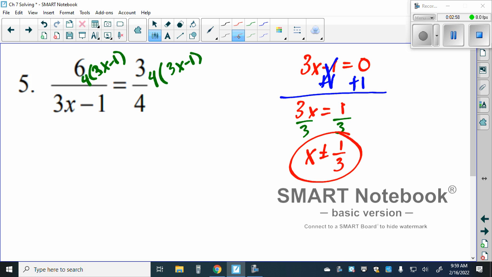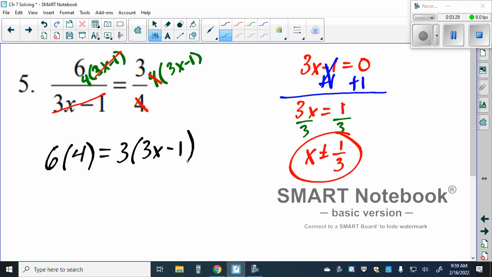Well, on the left, the 3x minus 1 and 3x minus 1 will cancel, leaving us with 6 times 4. And really, we could have just said 6 times 4 is 24 and written that down. That shouldn't be too bad. On the other side, the 4 and 4 will cancel, leaving us with 3 times 3x minus 1. And realistically, if you wanted to go on and multiply through with the 3 to get 9x minus 3, that would have been perfectly fine too.